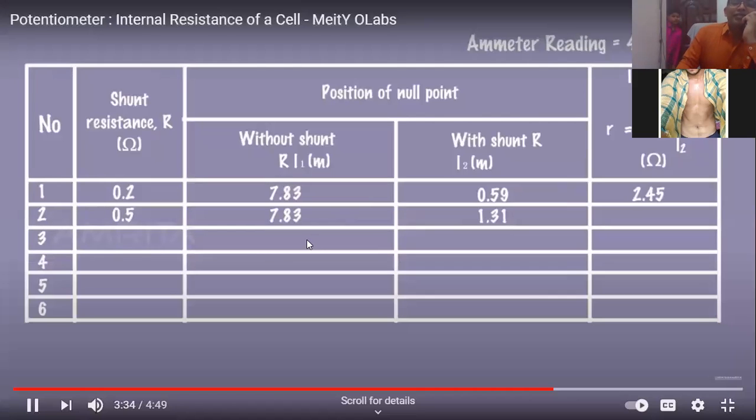Record the value in a tabular column and calculate the value of internal resistance.